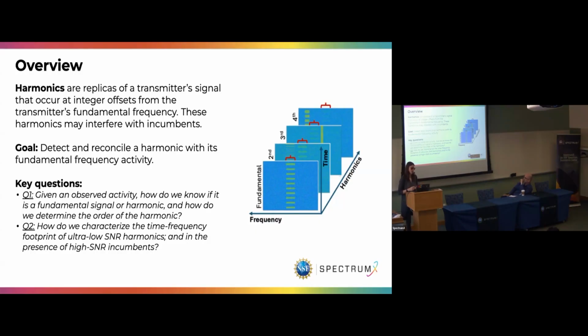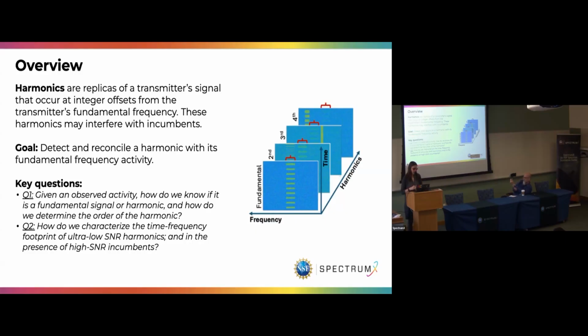The key questions for harmonic detection and reconciliation are, first of all, given an arbitrary observed spectrum activity, how can we know whether it's a fundamental signal or a harmonic? And if it is a harmonic, how do we determine which order it is? The second question is, harmonics are really faint. They're supposed to be non-existent. They're suppressed by hardware around the fundamental frequency.